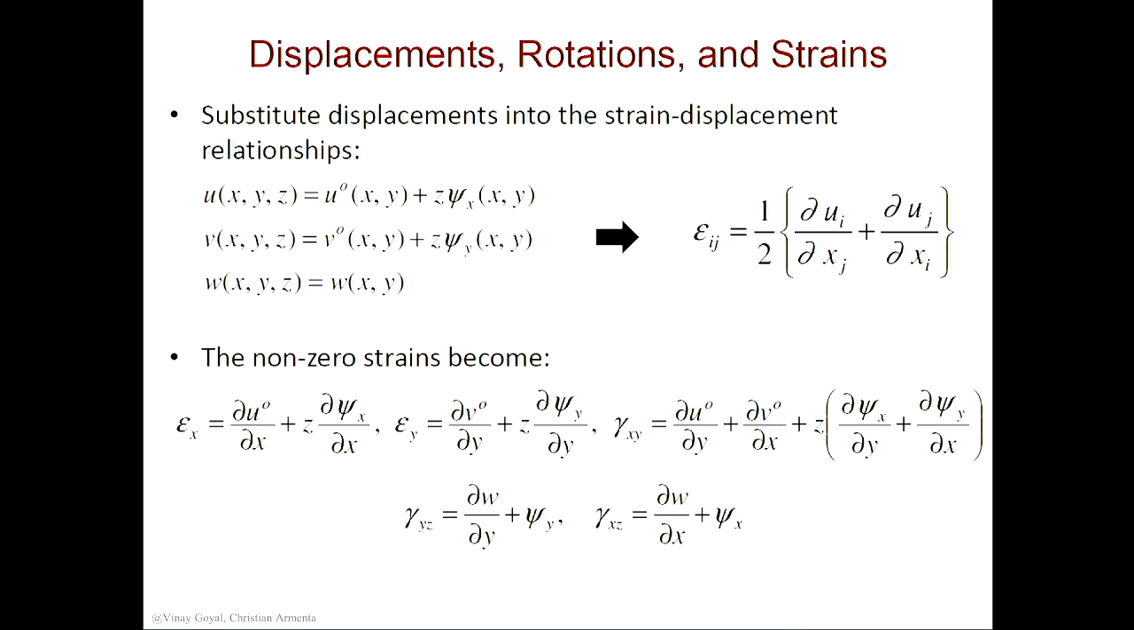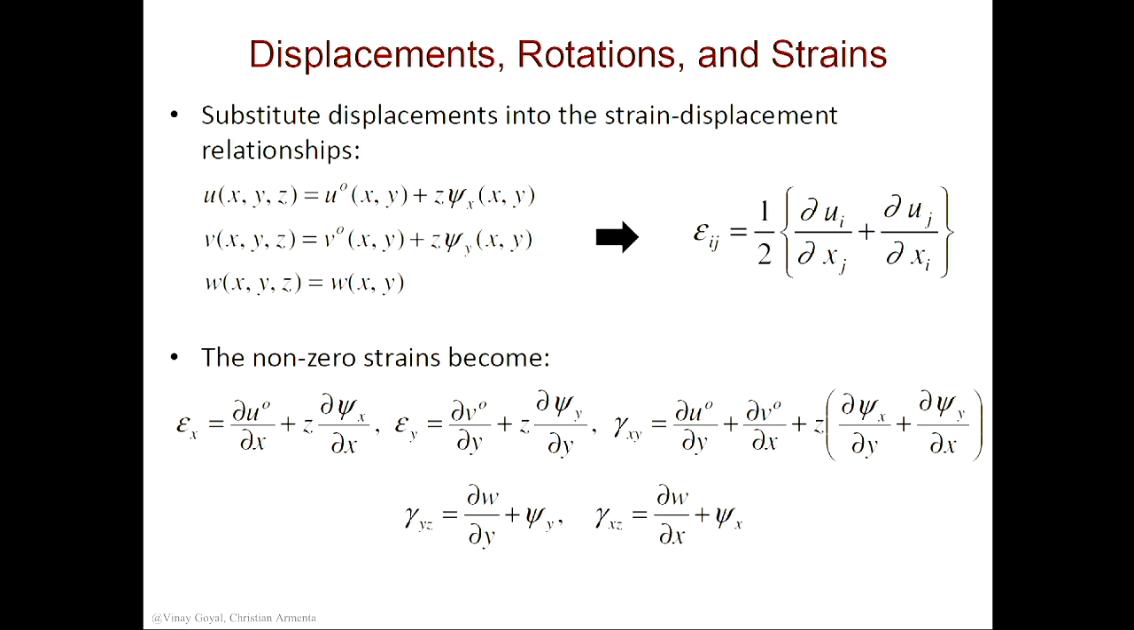Derivative of u with respect to x, right? So then I have the derivative of u with respect to x of all of this. That's the first equation you see there: derivative of u naught with respect to x plus z derivative of psi x with respect to x. Nothing special here so far. Epsilon y can be calculated as well as derivative of v with respect to y. That gives you derivative of v naught with respect to y plus z derivative of psi y. That's that one right there. See that?